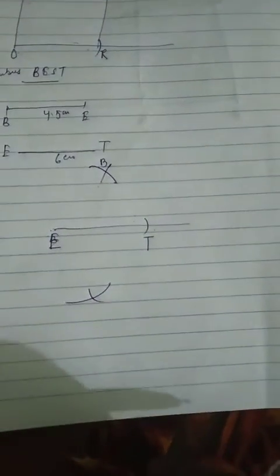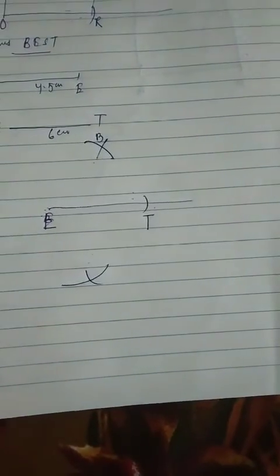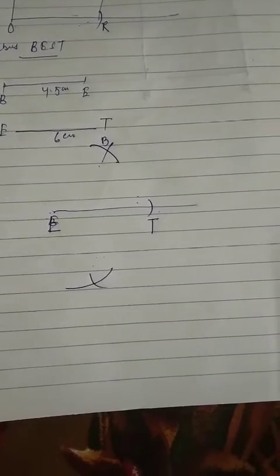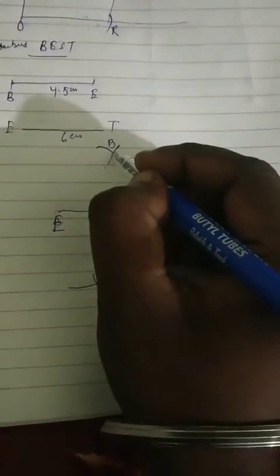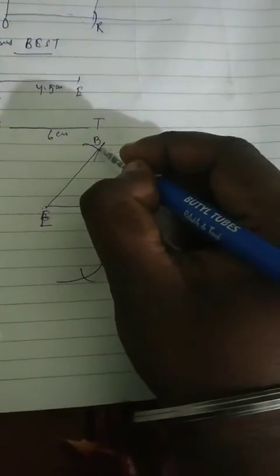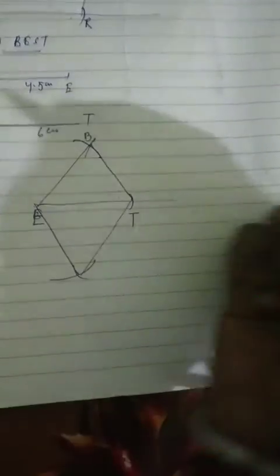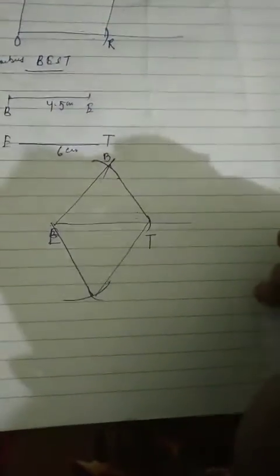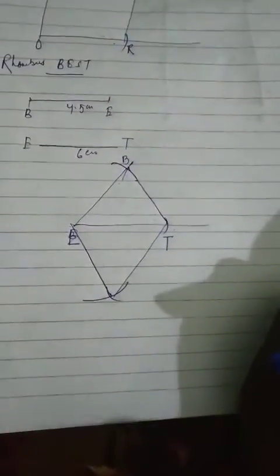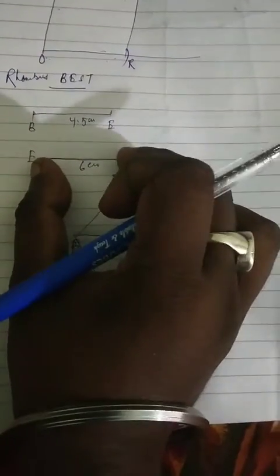Children, why did I do this? Why did I take the measure of BE and give arcs for all four sides? Because we know the property of a rhombus, that all the sides of a rhombus are equal. Now just join them. Here is the rhombus BEST. So this is how we have to construct. ET was actually the measure of a diagonal. It was not a side.